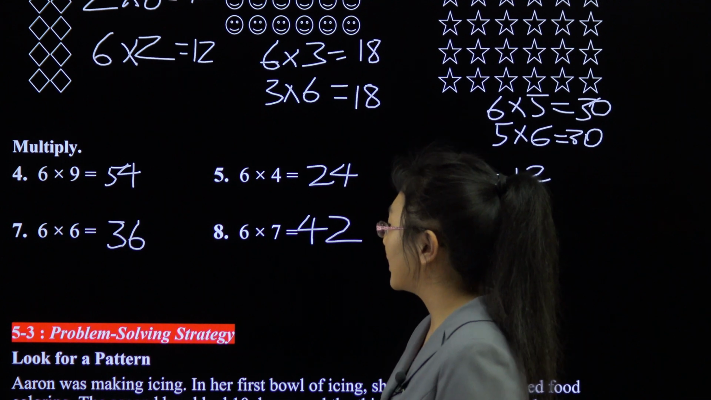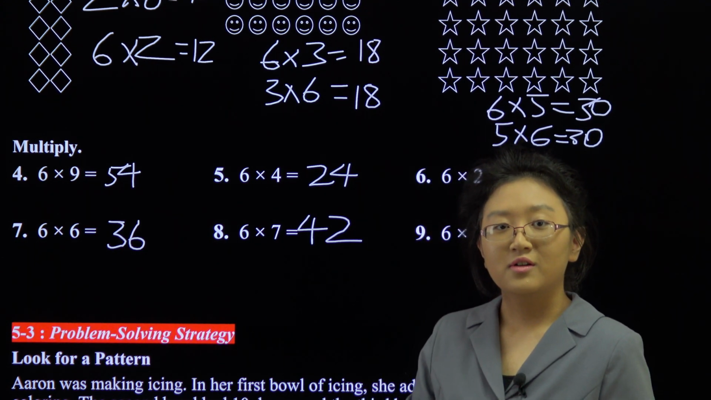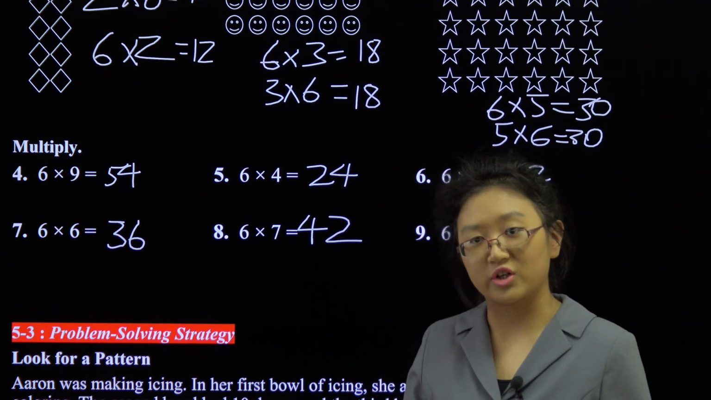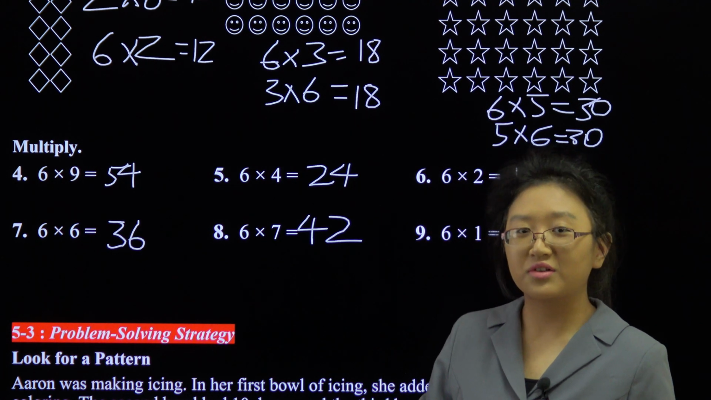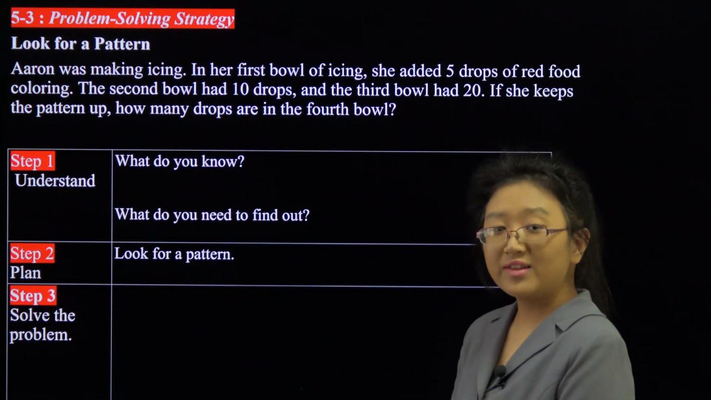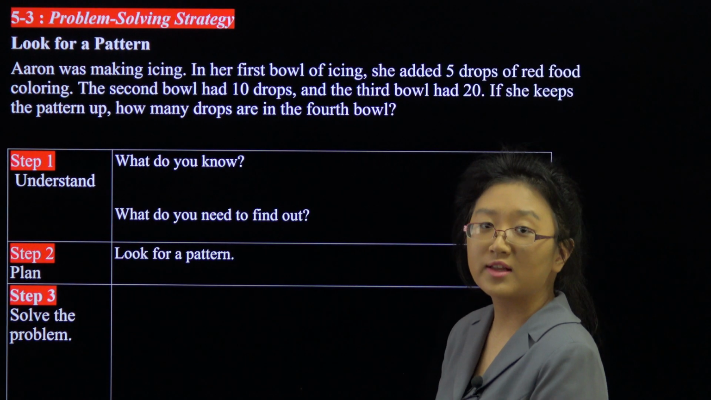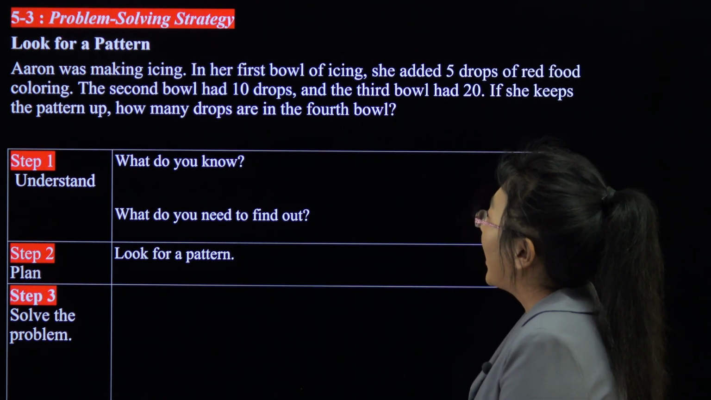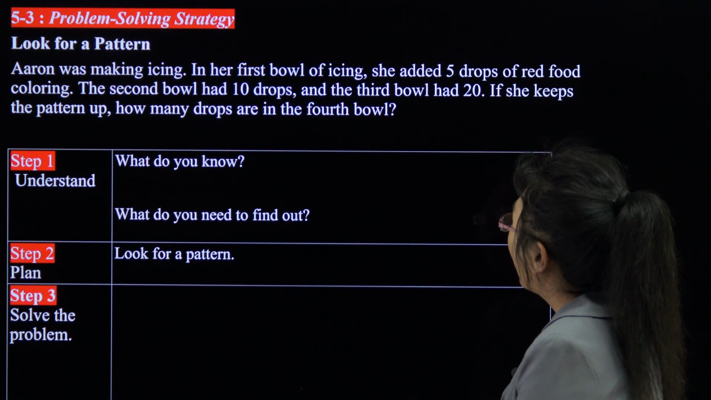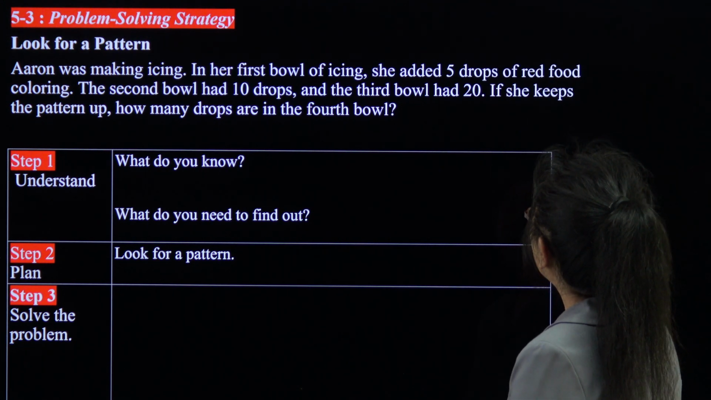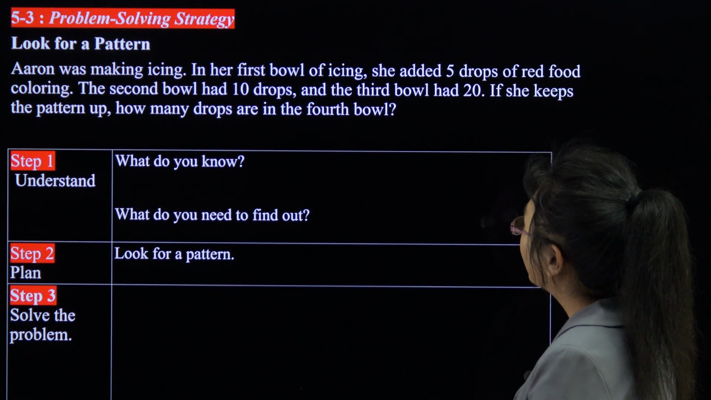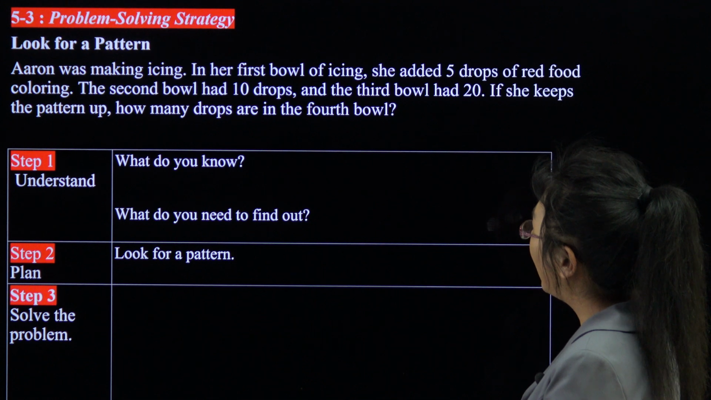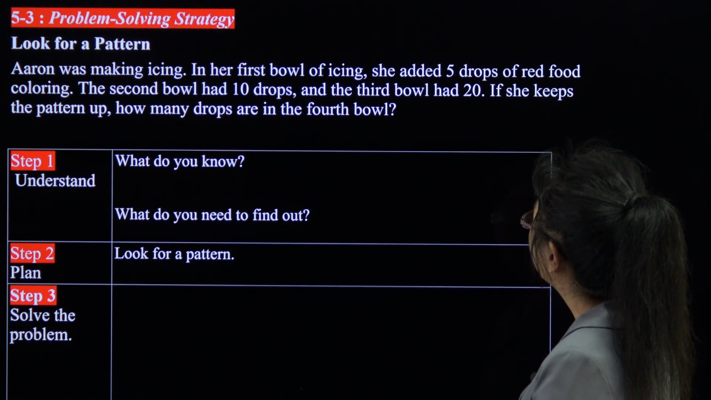I know we only got 2 sections of it so far, but we're still taking a break and moving on to a problem-solving strategy. This problem-solving strategy is often used for algebra, where we call it patterning. Look for a pattern. Erin was making icing. In her first bowl of icing, she added 5 drops of red food coloring. The second bowl had 10 drops. The third bowl had 20. If she keeps the pattern up, how many drops are in the fourth bowl?